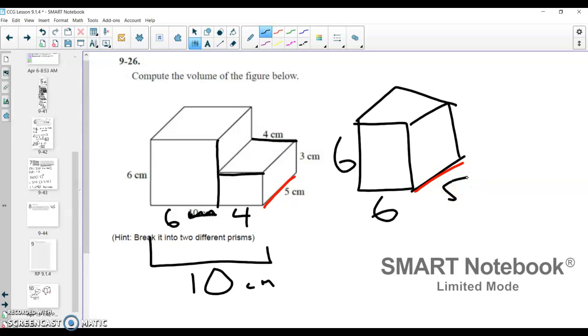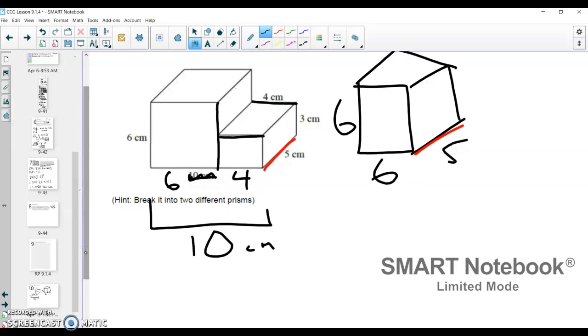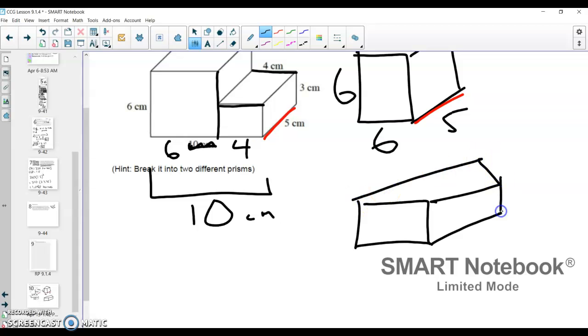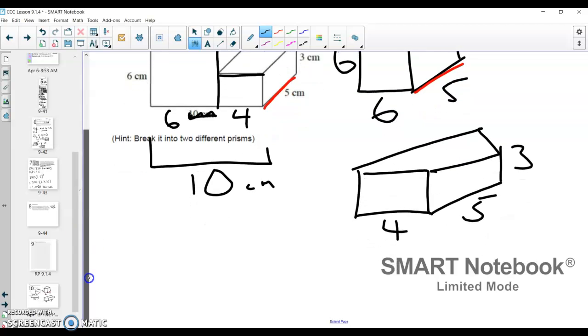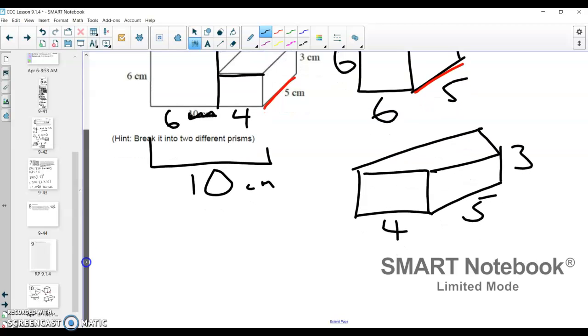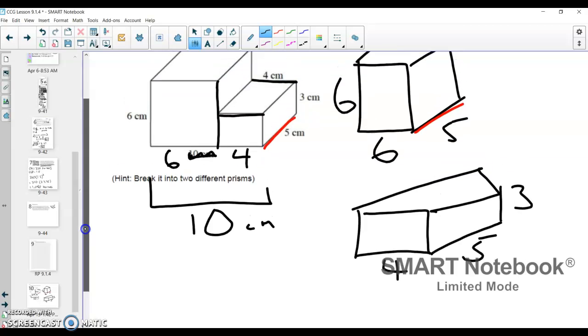All right, now to draw the shorter shape, I can do something like this, and my drawings aren't perfect by any means. And I know that it has a 4, that length here is a 5, and it has a height of 3. Now, if I can find the volume of these two different rectangular prisms, I can add them together and I can get the volume of the entire shape.